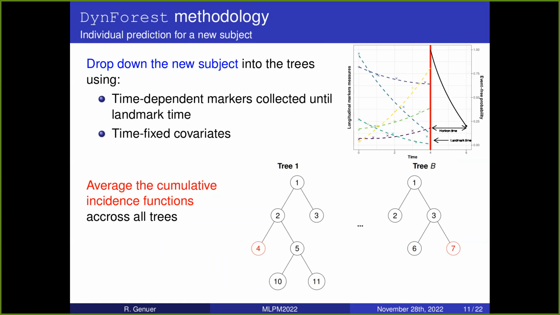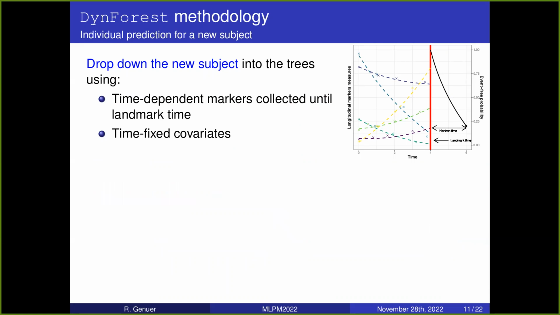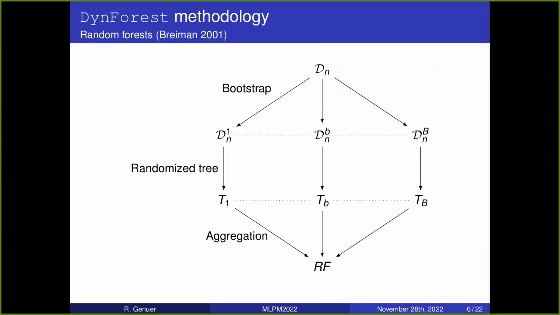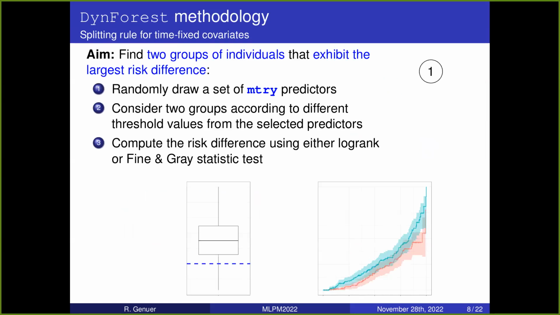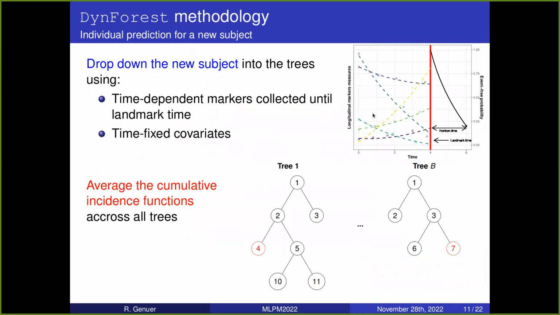Yeah, no, the trees are for any time, because we have kind of a joint approach. We do not define a landmark time when we build the trees. So we use all the information during all the follow-up to compute the splits in our trees. And once we have the tree, we are able to predict the probability of experiencing the event up to a certain landmark time, but the trees themselves are not associated to a fixed landmark time.